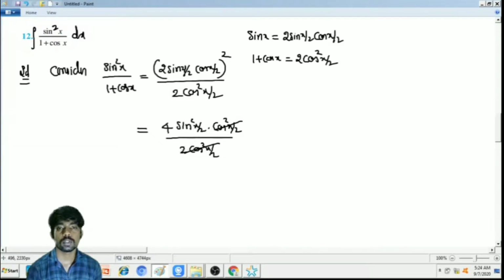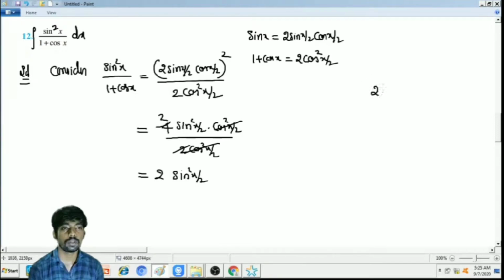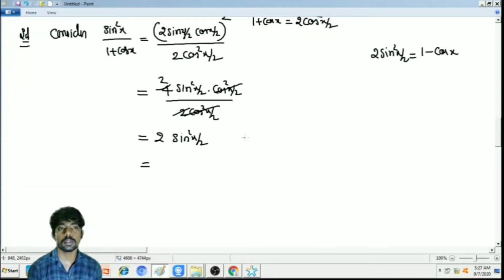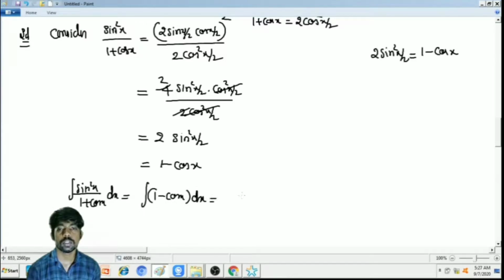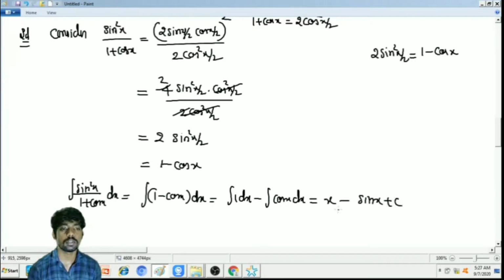Cos square x by 2 and cos square x by 2 cancel, 2 2 is a 2 sin square x by 2. 2 sin square x by 2 formula we know. 2 sin square x by 2 formula is 1 minus cos x. So 2 sin square x by 2 can be written as 1 minus cos x. So integration of sin square x by 1 plus cos x dx can be written as integration of (1 minus cos x) dx. So integration of 1 dx minus integration of cos x dx. Integration of 1 dx is x minus integration of cos is sin x plus c. That's all. This is the solution.